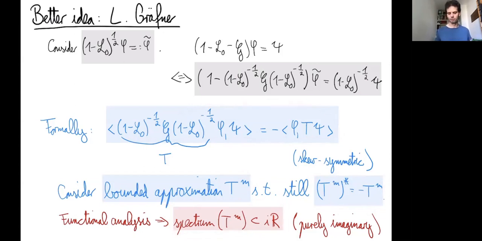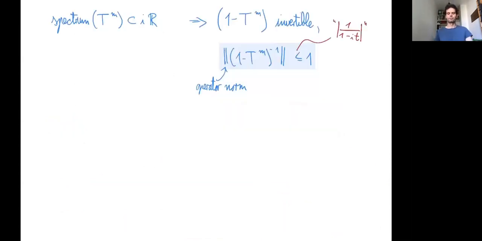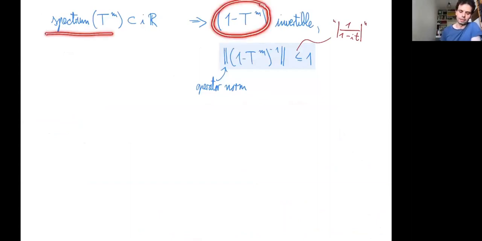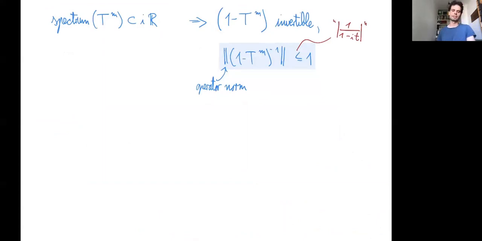Okay, what is this good for? Well, we want to invert this operator, where the spectrum of this operator is purely imaginary. And that's another general result from functional analysis that Lucas found, that said that if you have an operator which has a purely imaginary spectrum, then this inverse is automatically bounded by 1, no matter what this operator does, as long as it's a bounded operator with purely imaginary spectrum.